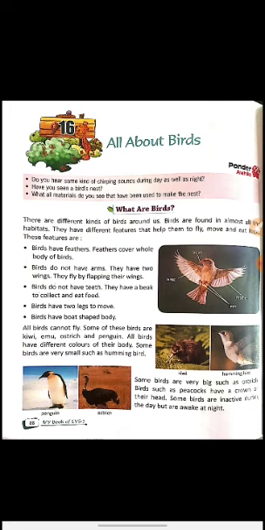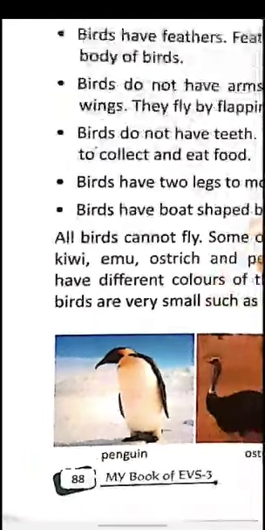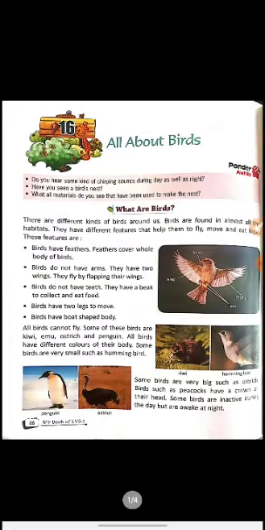Not all birds can fly. Some of these birds are kiwi, emu, ostrich and penguin. Here you can see a picture of a penguin and an ostrich. Both these birds cannot fly. All birds have different colors of their body. Some birds are very small, such as the hummingbird. The hummingbird is the smallest bird in the world.